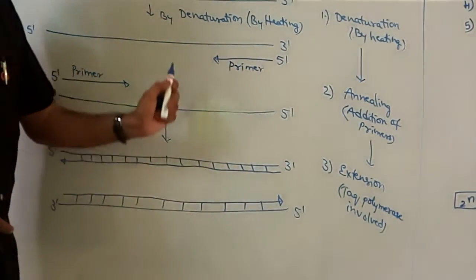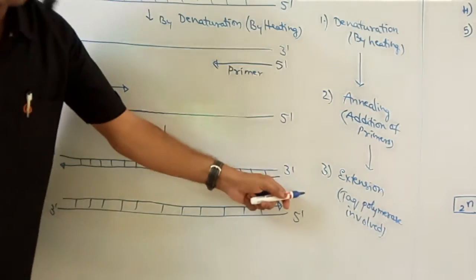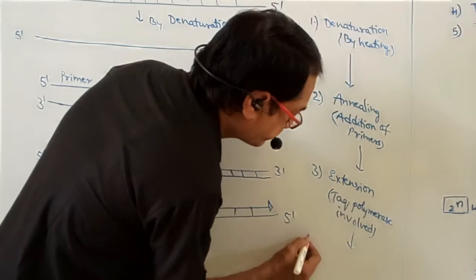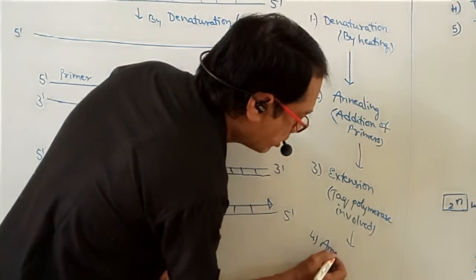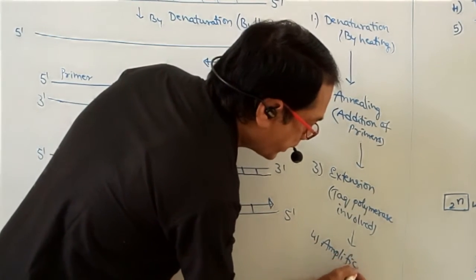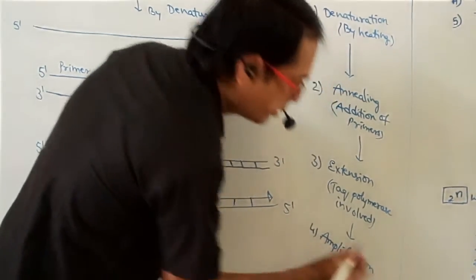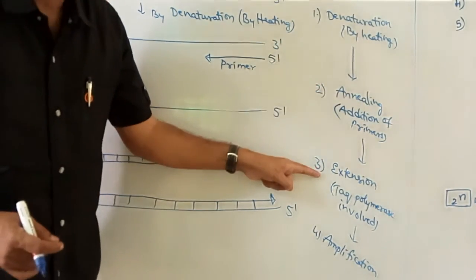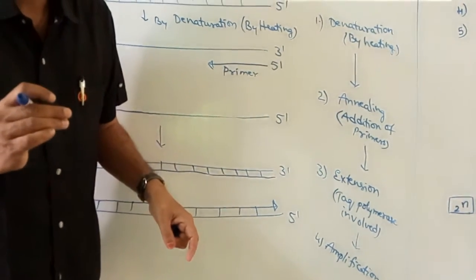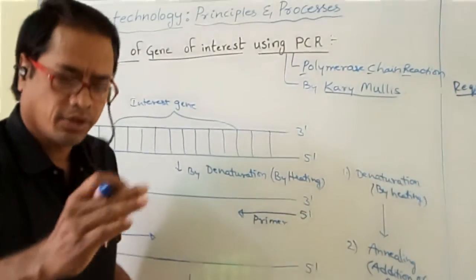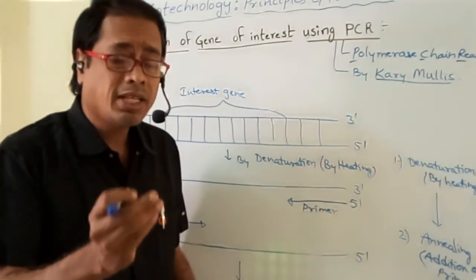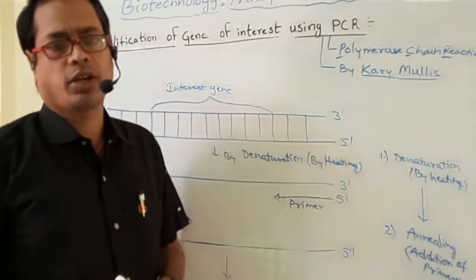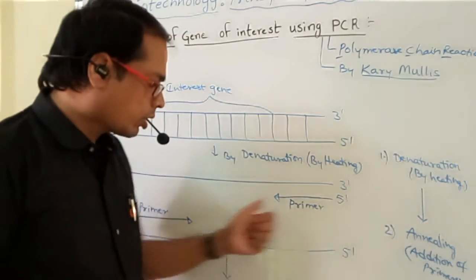All these 3 steps. How many steps are there? 3 steps. The last step is amplification, so we say amplification is completed. So first of all, denaturation, annealing, extension. This primer is extended in the direction of 5 to 3. Primer is attached at 3' to 5' parental strand. That is very, very important. If you know these points, you are able to draw this diagram.